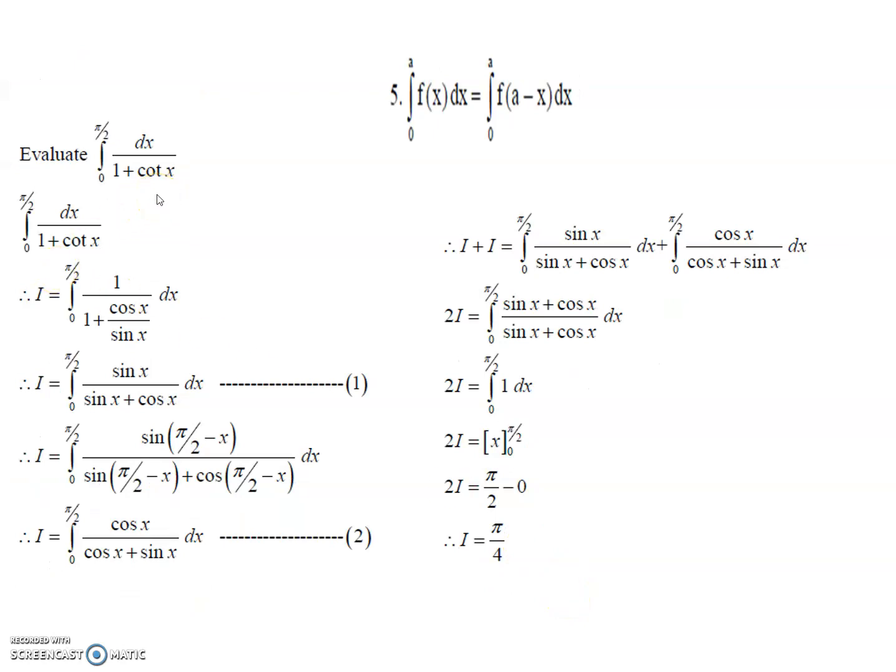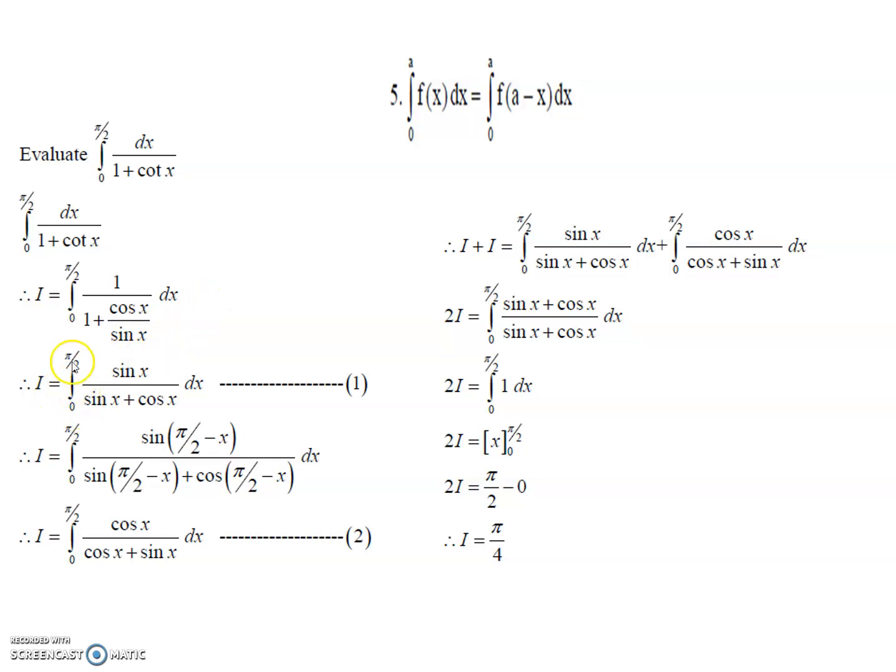Next, if the square root is not there, only the cot term is there. So this is a limited example for the properties of the integral. tan x is sin upon cos. Under root tan x is under root sin x upon cos x. If under root cot x is there, under root cos x upon sin x. And if only cot x is there, we have to put cos x upon sin x. Lower limit 0, upper limit pi by 2, we have to use the property. First we have to simplify. I is equal to integral 0 to pi by 2 of 1 upon 1 plus cos x upon sin x dx.